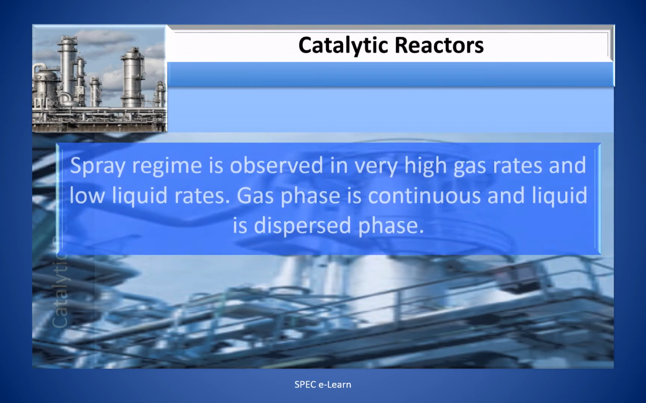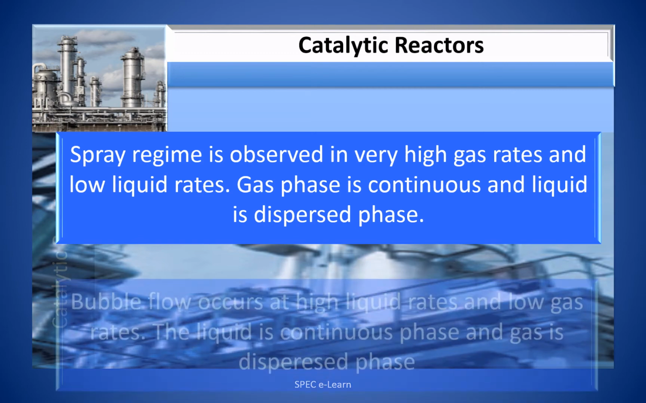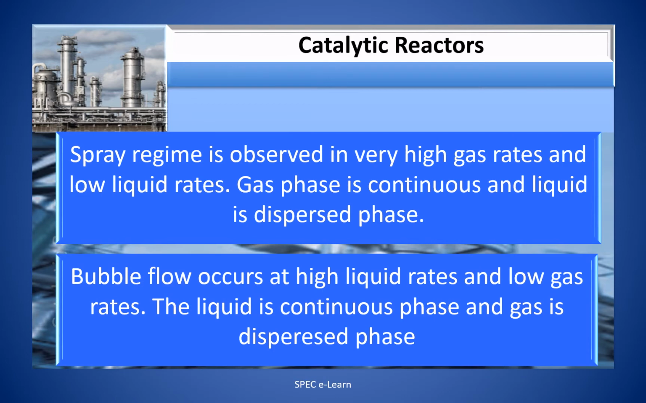Spray regime is observed at very high gas rates and low liquid rates. Gas phase is continuous and liquid is a dispersed phase. Bubble flow occurs at high liquid rates and low gas rates. The liquid is continuous phase and the gas is dispersed phase.